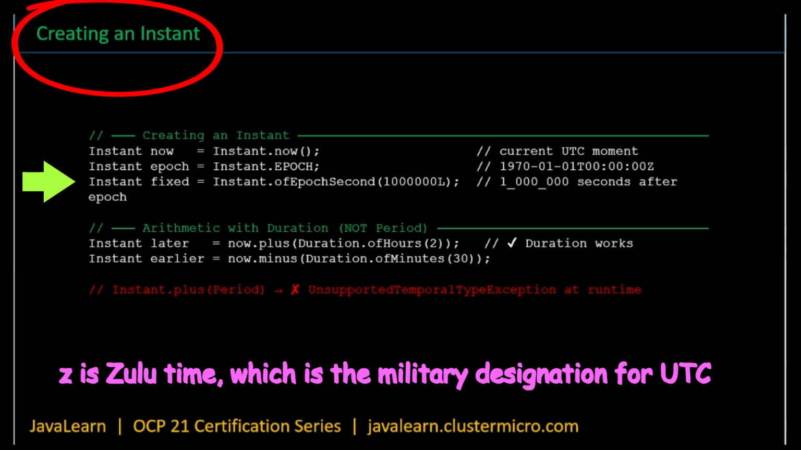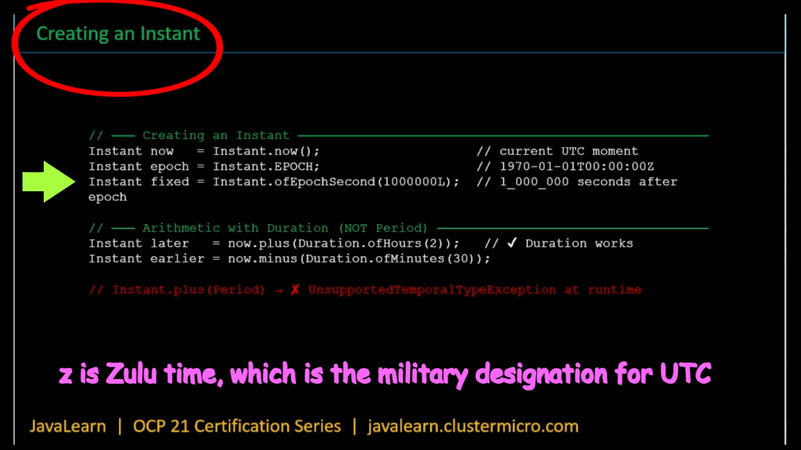Okay, so there is also an overload, Instant.ofEpochSecond(seconds, nanoAdjustment), where you can specify sub-second precision, and Instant.ofEpochMilli(milliseconds) if you are working with millisecond precision. Okay, which is common when dealing with legacy systems or JavaScript timestamps.